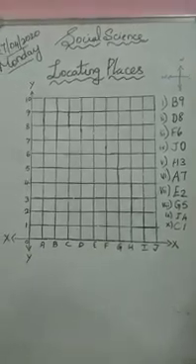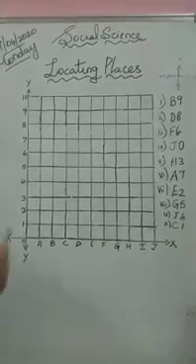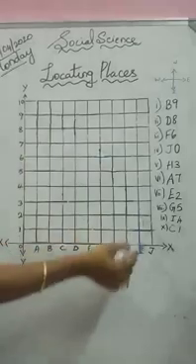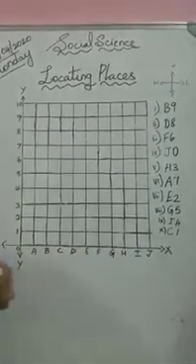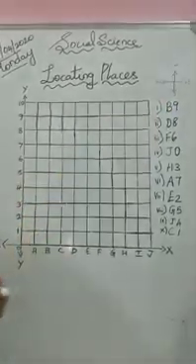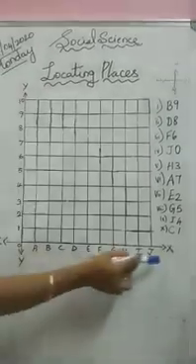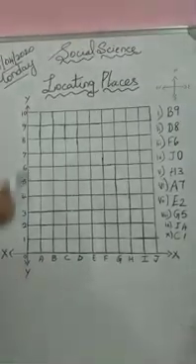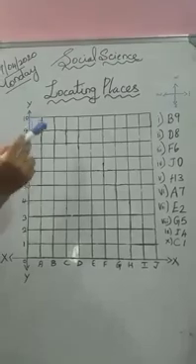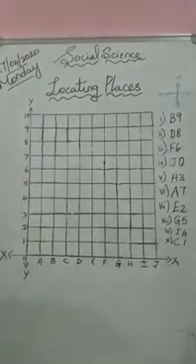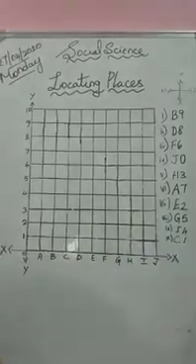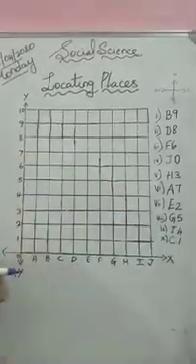Dear Gurum children, today we will learn about how to locate places using grids. To locate places, we need 2 points. Here I have taken alphabets on the x-axis and numbers on the y-axis. So how are we going to locate places using the points? Here I have given 10 examples to locate places on this grid.